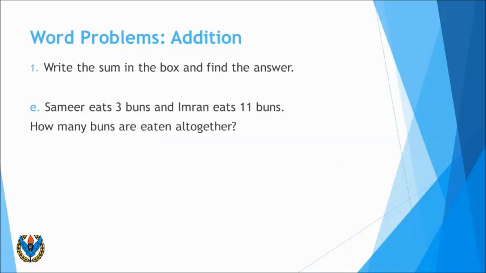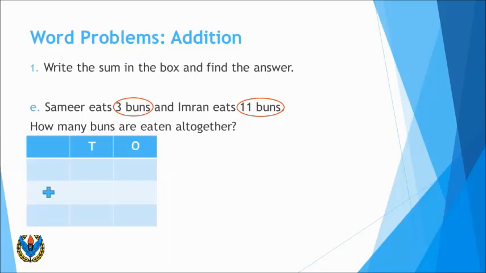Now let's do part E. The word problem is Sameer eats 3 buns and Imran eats 11 buns. How many buns are eaten altogether? We have to figure out how many buns are eaten altogether. We will write these numbers in vertical form and then add them. First of all, we will write tens and ones on the top.